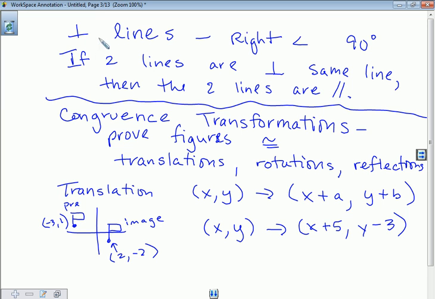Okay, now perpendicular lines. We know that perpendicular lines form right angles, and the definition of a right angle is an angle with a measure of 90 degrees. Now, if we have two lines that are perpendicular to the same line, then those two lines must be parallel. So we know that the upside down T means perpendicular. It indicates a right angle. The measure of a right angle is 90 degrees. So if we have two lines perpendicular to the same line, then those two lines must be parallel.